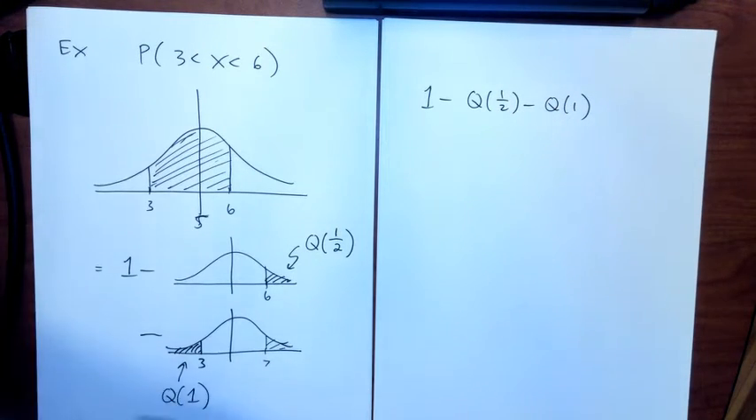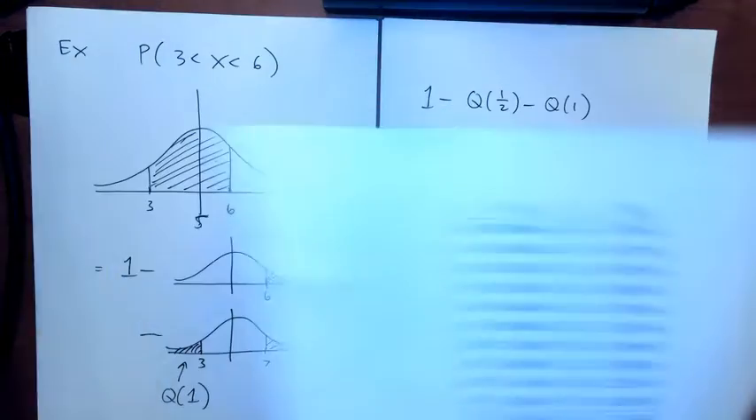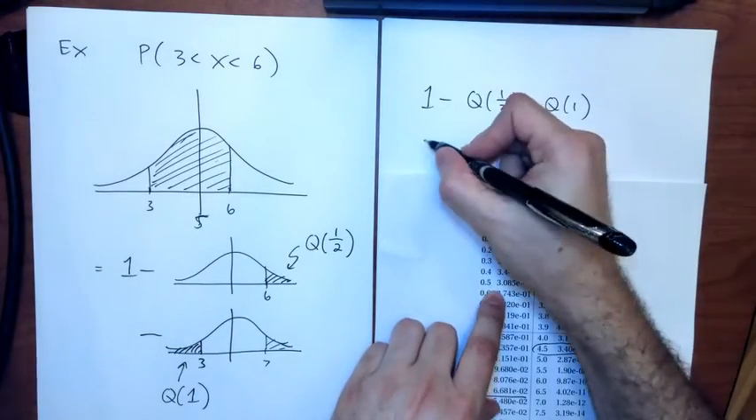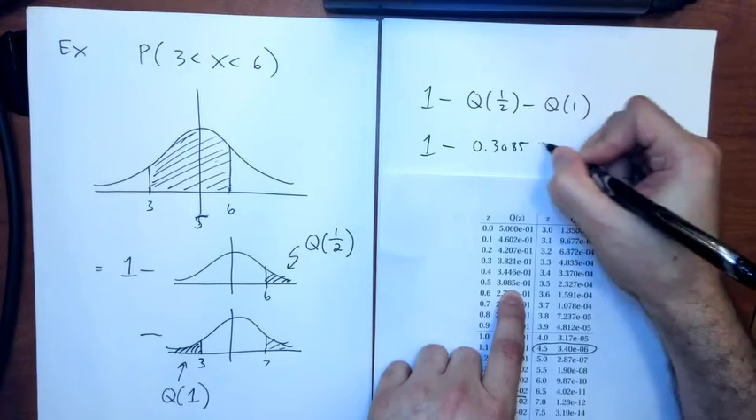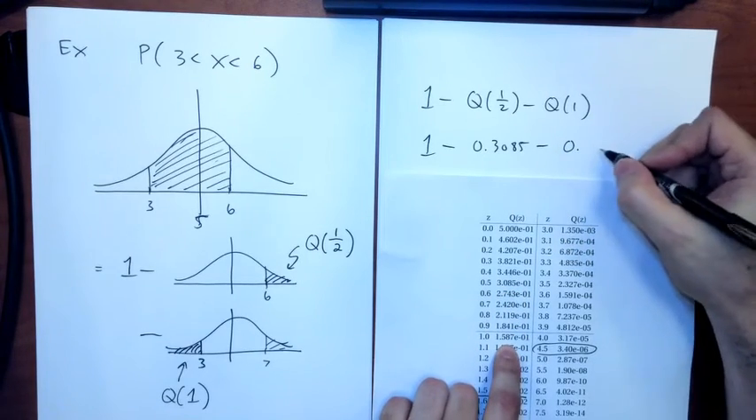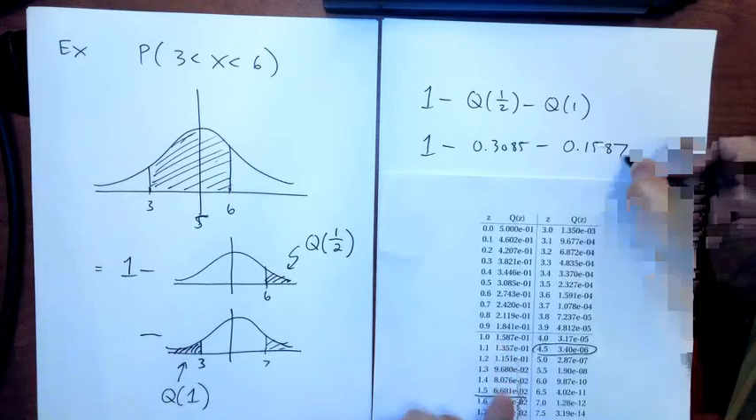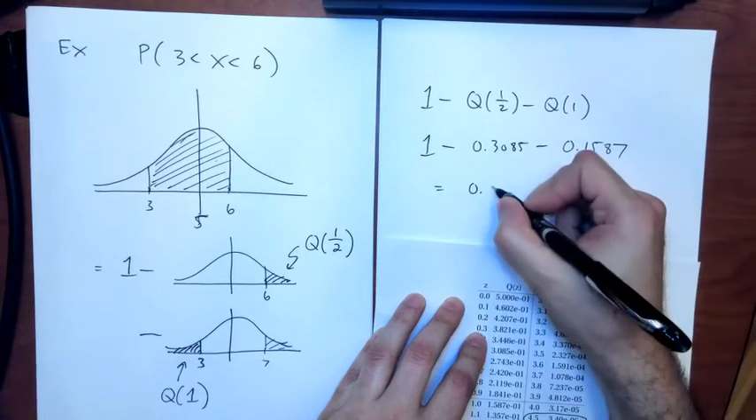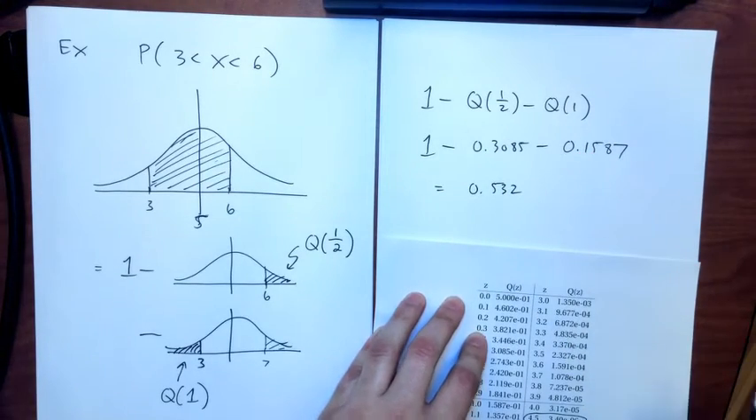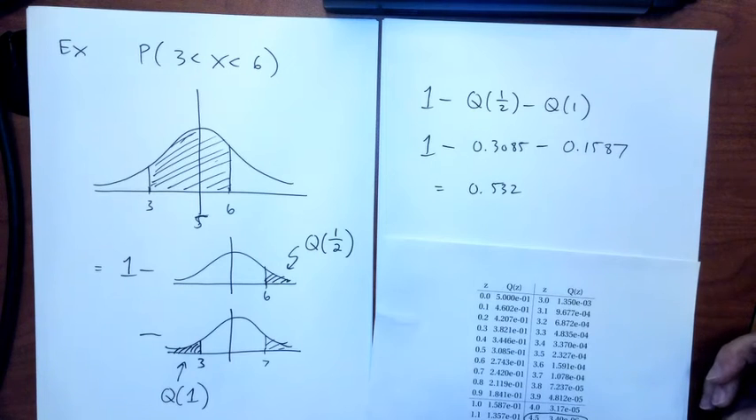I look at my table, which I lost. Okay, so I got 1 minus Q of 1/2 is 0.3085. Q of 1 is 0.1587. And I would do that math, and I would end up with 0 point something, 532, more or less. Okay. Is that right? For some reason, I feel like that's somehow wrong, but that's what my paper says.